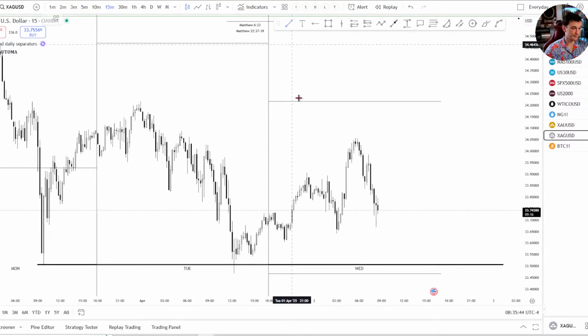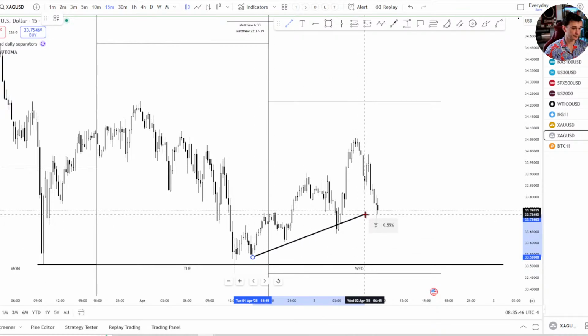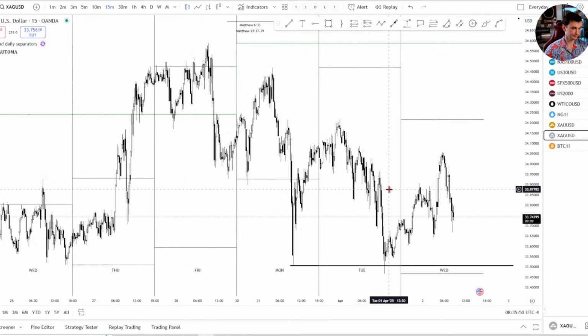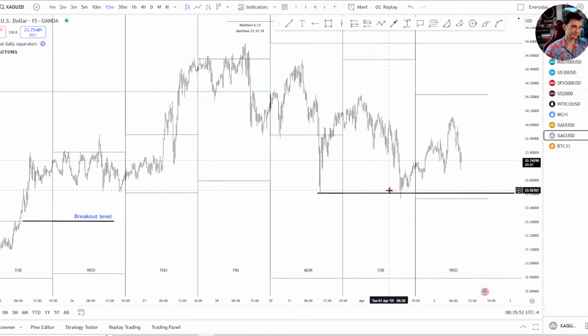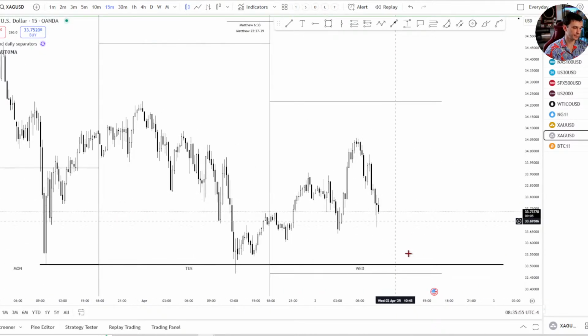Is this one of the templates? Maybe. I'd like to wait and see. I also don't really like to trade silver that much.